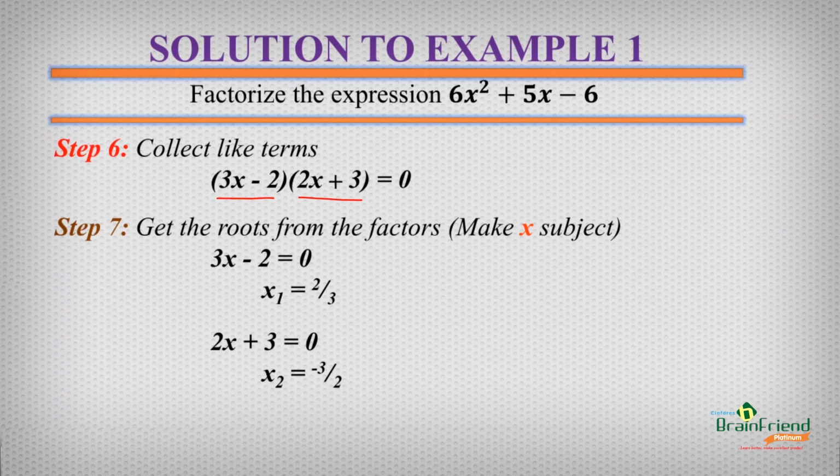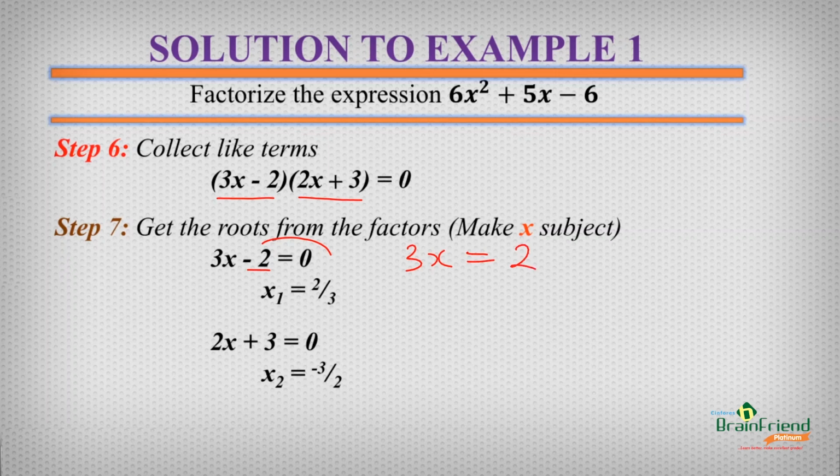We take the first one. 3x minus 2 is equal to 0. First thing to do is to move the minus 2 to the right hand side. Remember, whenever a sign crosses the equality sign, it changes. So if positive sign crosses the equality sign, it changes to negative, and if negative crosses, it changes to positive. This would cross the equality sign, and then it will change to positive. So we now have 3x is equal to 2.